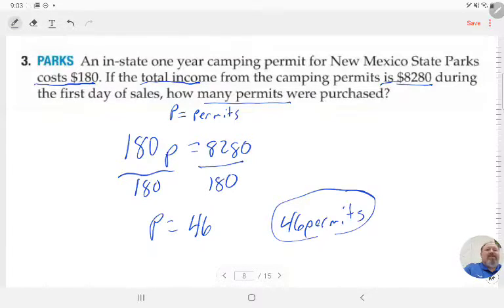All right, let's see how you did. We could say P equals permits, 180 times each permit, because that's how much the permits cost, equals a total of $8,280. We would divide both sides by 180, and that gives me 46 permits.